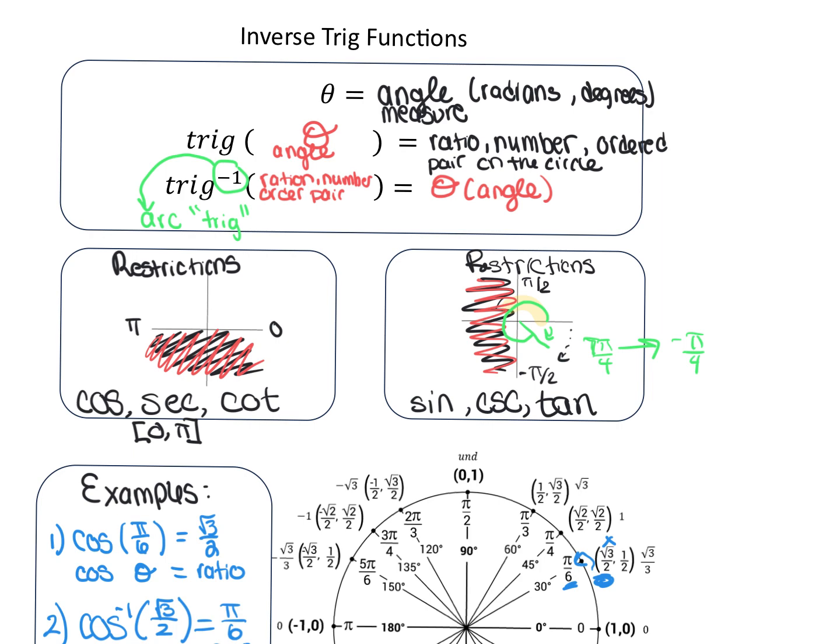So you have your restrictions. Trig of an angle equals a ratio. Arc trig of a ratio is going to get me an angle. And then we're going to use our circle right here to answer some questions.